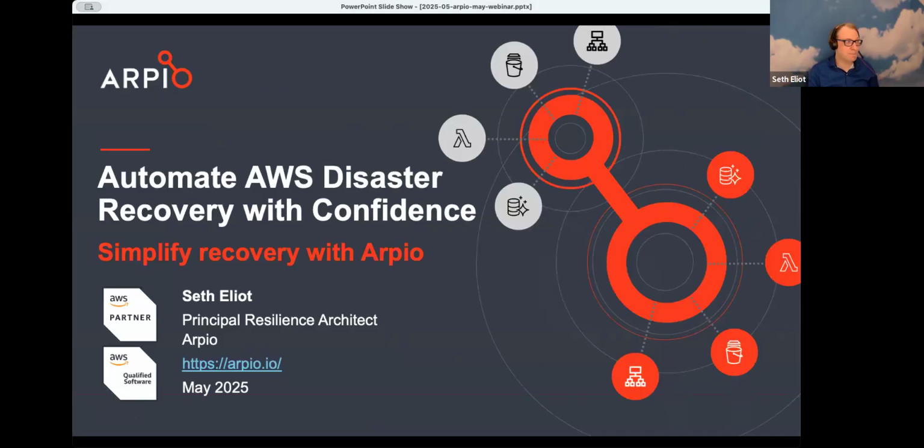So you're here to learn about automating AWS disaster recovery, and specifically how you can do that with AWS tools and how you can do that with RPO.